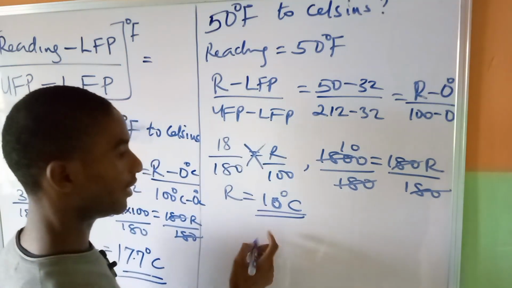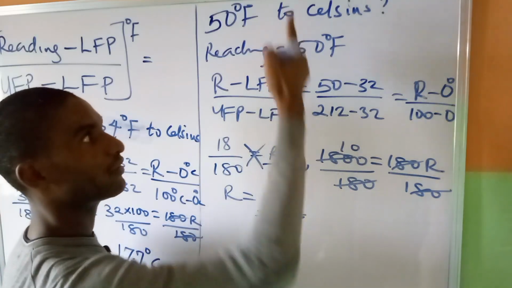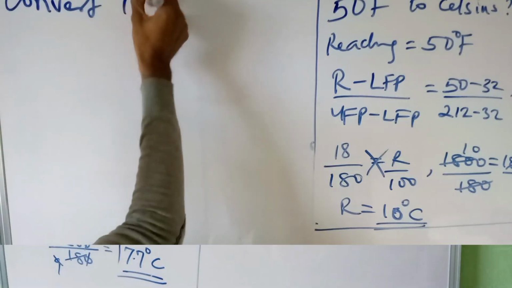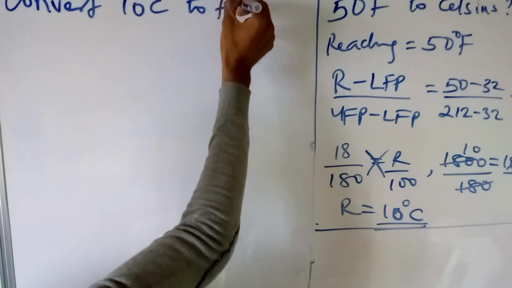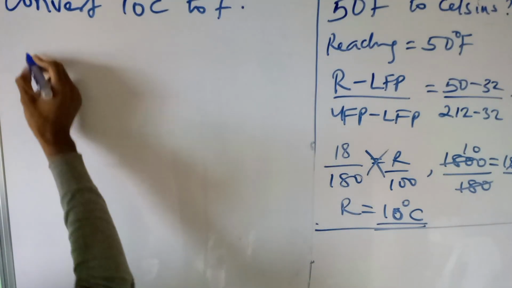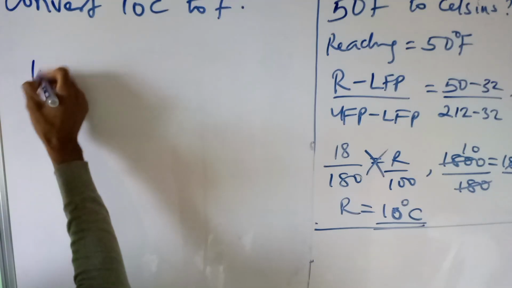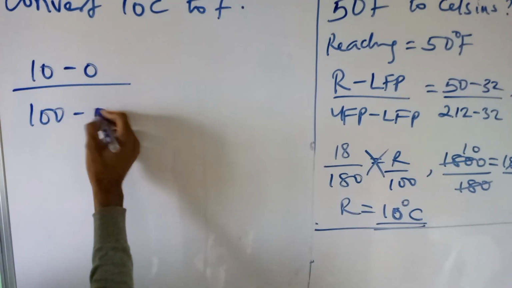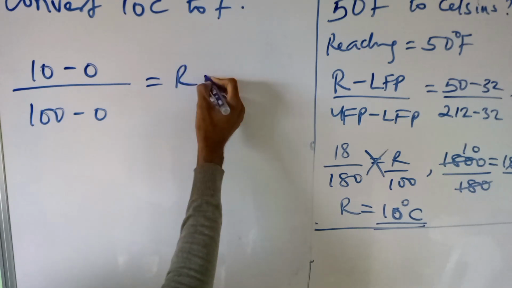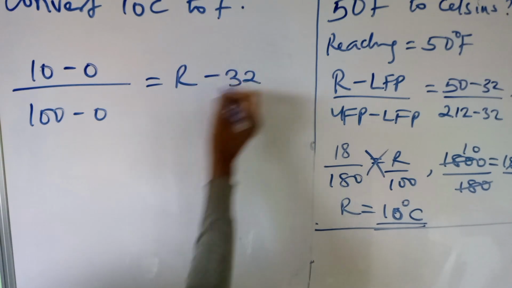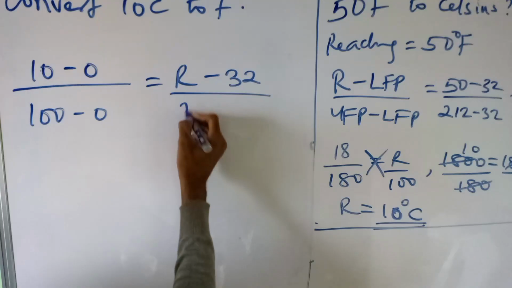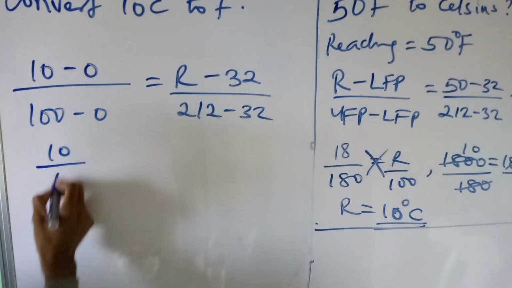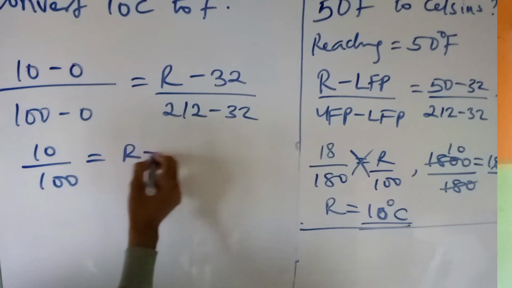And finally, let me convert this Celsius to Fahrenheit. Let's see if we get 50 degrees Fahrenheit. 10 degrees Celsius to Fahrenheit scale. I just say my reading is 10. I'll say 10 minus 0, which is the lower fixed point, divided by 100 minus 0 equals my reading minus the lower fixed point, 32 degrees, divided by the upper fixed point, 212 minus 32. So I'm going to have 10 over 100 equals R minus 32 over 180.